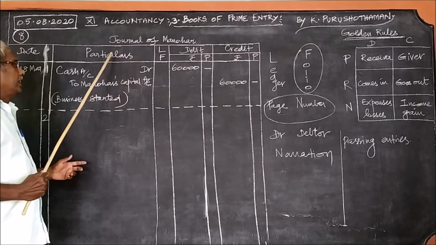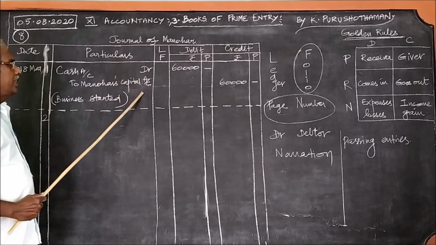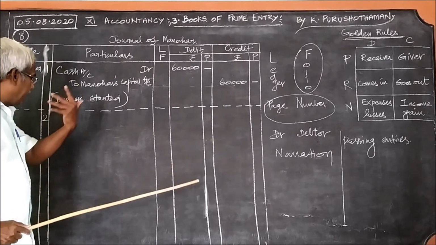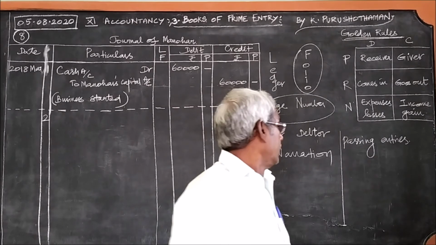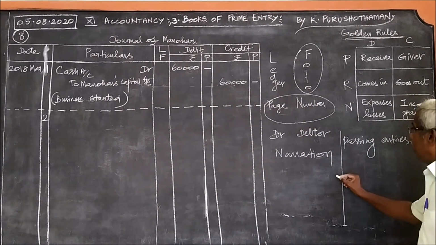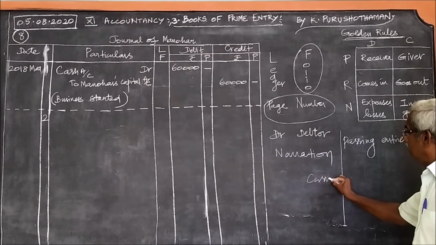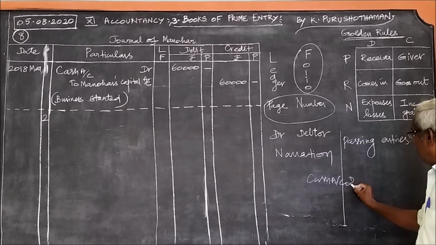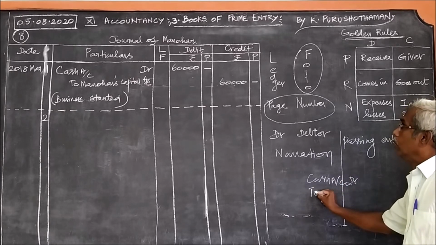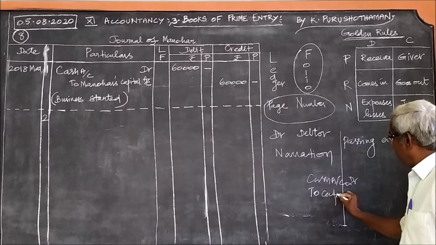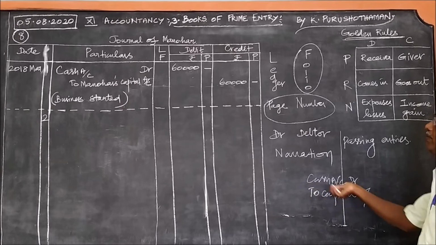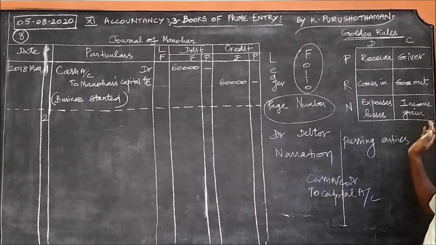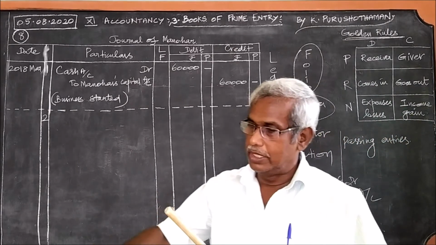And I said in writing this debit and credit also there is a technique. You cannot write as you like. Here, this is cash account, debtor, to capital account. Like this, you cannot write cash account somewhere, to somewhere, capital account somewhere. No, it is not permitted, it is not the method of writing.